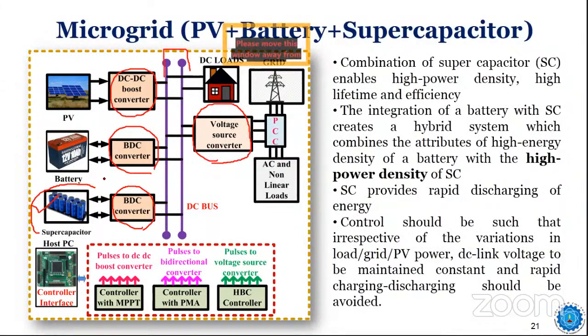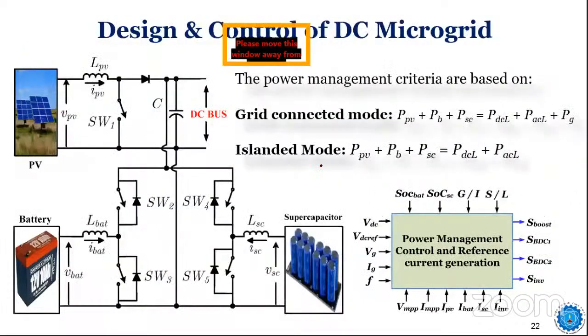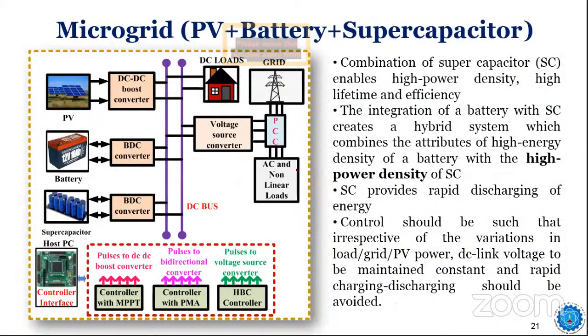So why have I shown you this type of block diagram with multiple sources? Because, as I was telling you, our major objective is to manage the power. Power management control is the important point. This is the clear circuit diagram of a PV, battery, supercapacitor based system. You can see how power electronics plays an important role here. This type of system generally operates in grid connected mode, and when the grid is disconnected, it will operate in islanded mode, which is called standalone mode.